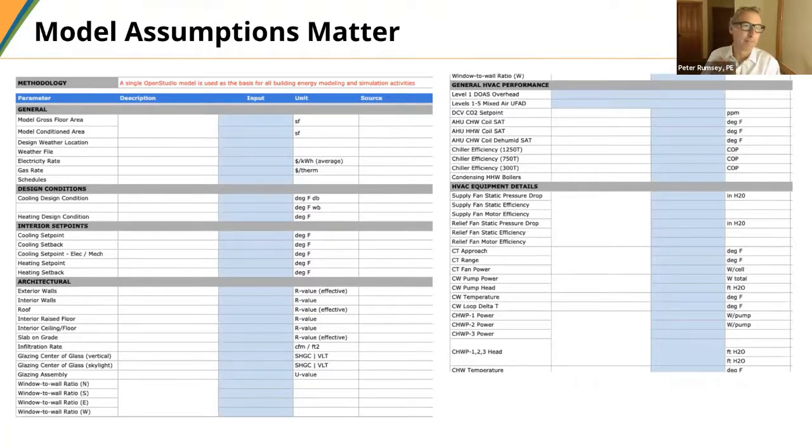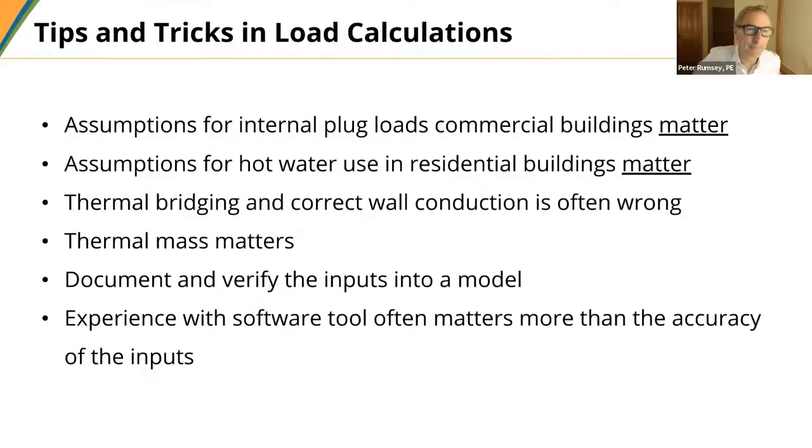Okay. So I just wanted to end with some of the tips and tricks in load calculations. The first is that your assumptions for the plug loads are very important, especially in commercial buildings, office buildings, things like that. Not as much in residential multifamily, but in multifamily, the assumptions for hot water use is very big. We're seeing some multifamily buildings where hot water use, for showers and dishes and things like that, is the number one energy user, depending on the climate and other things. So hot water use is really a big deal.